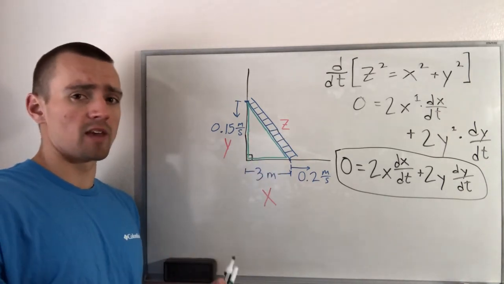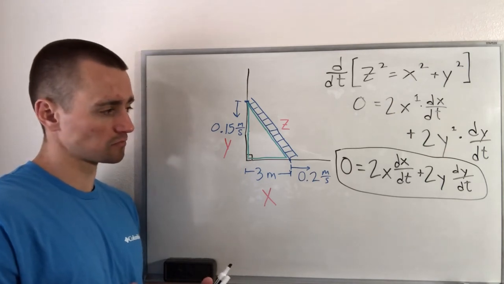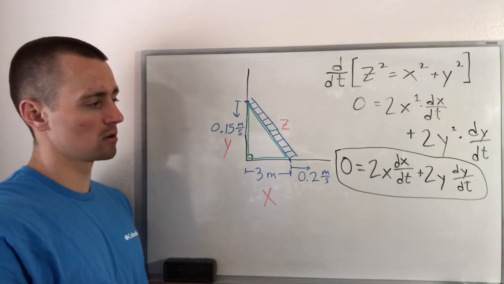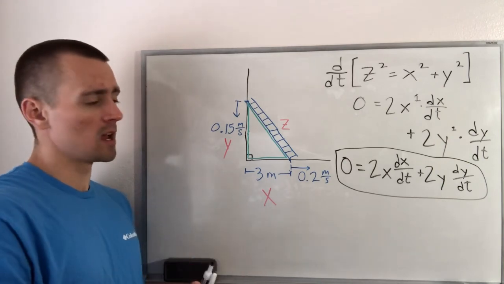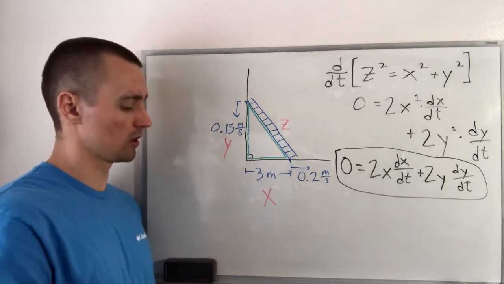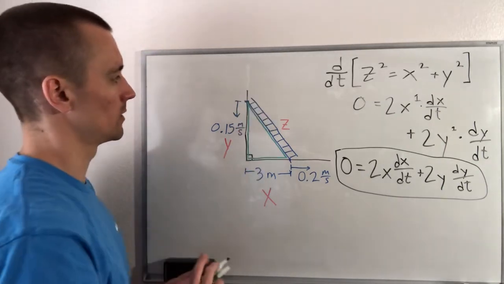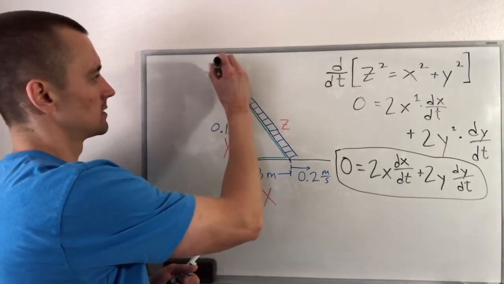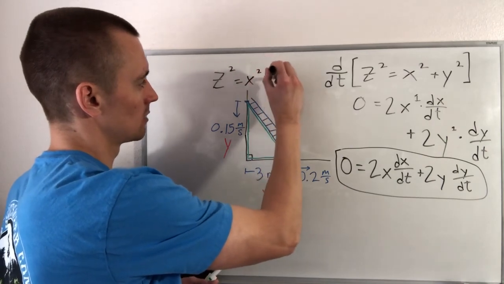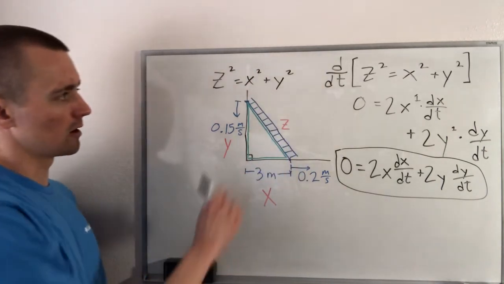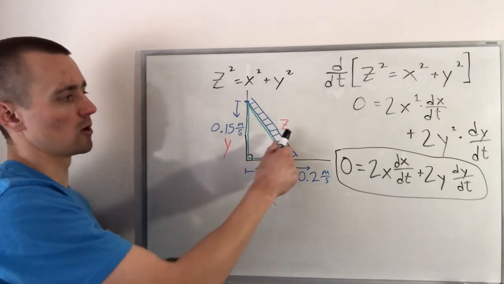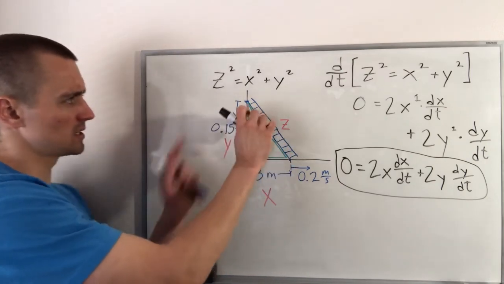However, to find that, we're going to need to take this equation and solve it for y. And the reason we need to find y is we can use our original equation, right? We know that z squared equals x squared plus y squared. We already know x in this moment is 3, but we don't know what y is and we don't know what z is. So these two things are unknown.